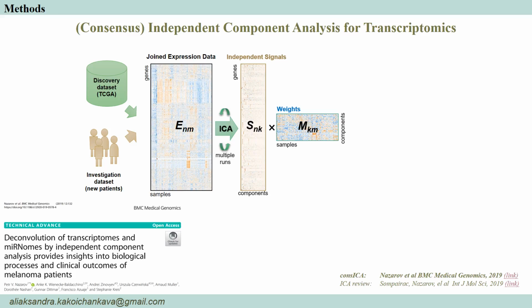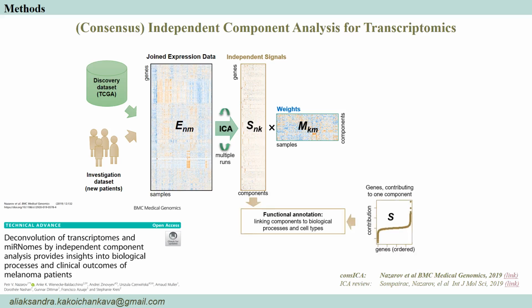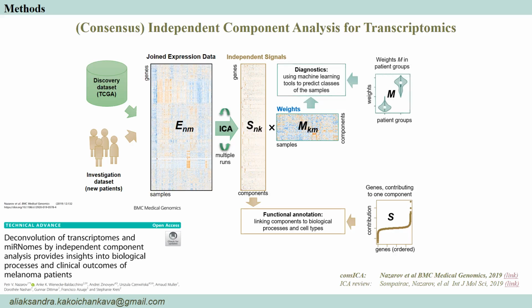Mathematically, the method makes a matrix factorization, presenting the original gene expression E as a product of two smaller matrices: independent signals S in the space of genes and weight M in the space of samples. Columns of matrix S show the contribution of genes in each independent component; the majority have no or minimal contribution. Therefore, we could use these contributing genes for functional annotation. Matrix M we could link to clinical data.